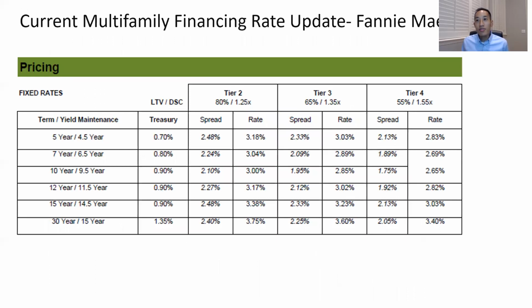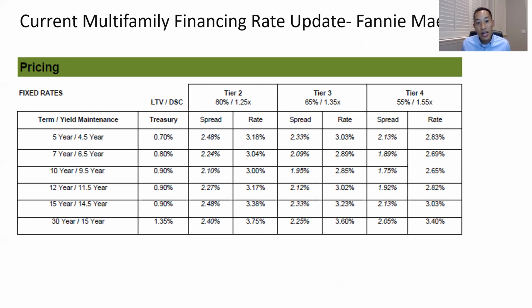All right, so this is what we get sort of on a daily, weekly basis from Fannie Mae lenders. It says, all right, here's the corresponding Treasury rates. Right now they have floors on the Treasury rates. So even though the 10-year Treasury might be 60 or 70 basis points, right now they're using a floor of 90 basis points.